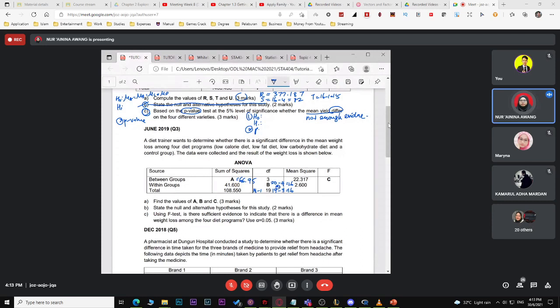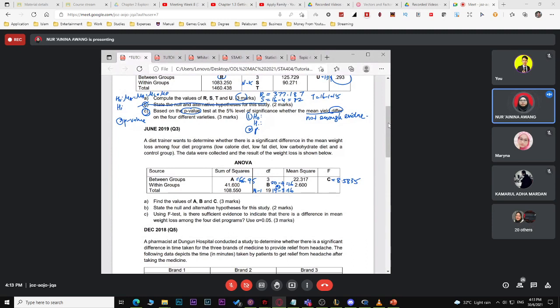So either one, whether you want to find first the number of observations and subtract the number of treatments, or you just subtract the degree of freedom for the treatment from the degree of freedom for total. You will get the same value. So that is for B. And then the last one for C, you just divide this value. So you will get the value, which is 8.5835. So that is for your C.